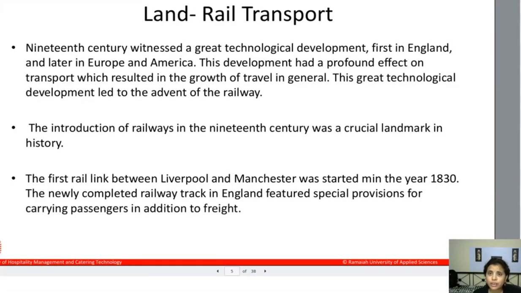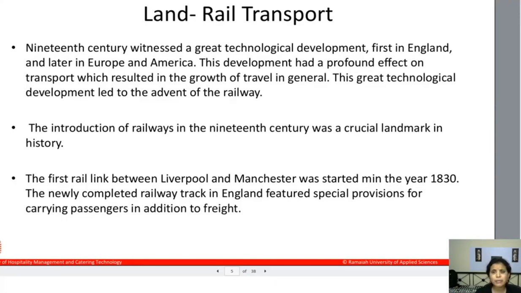Here we will be talking about rail transport, which is in the category of land transport. Rail transport began in the year 1830, when the first rail was initiated between Liverpool and Manchester, where passengers were allowed. Earlier the rail coaches were used for freight, but in 1830 we saw passengers added in addition to freight.